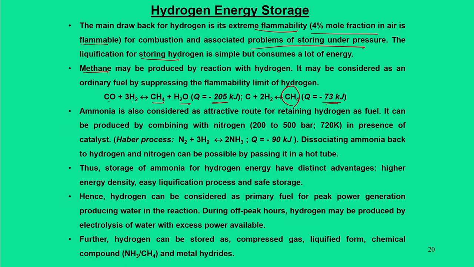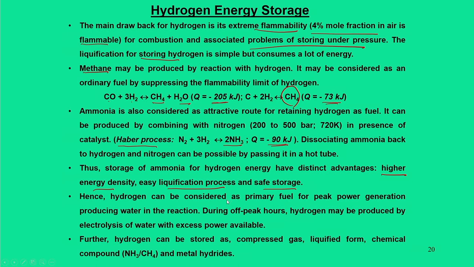The other is through ammonia. Another attractive route is ammonia. Here, in a standard process called the Haber process, nitrogen reacts with hydrogen to form ammonia. Through this process we can have 90 kilojoule of energy. Basically, all these reactions talk about the various mechanisms of how we can store hydrogen not in its purest form, but in another form. One way is methane, the other is ammonia. What advantage do we get through this process? Higher energy density, easy liquefaction process and safe storage. Hence hydrogen is considered a primary fuel for peak power generation.